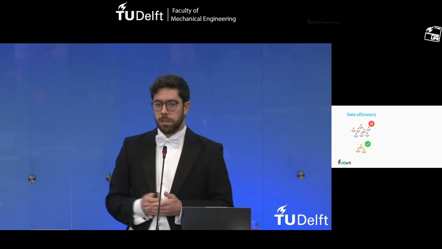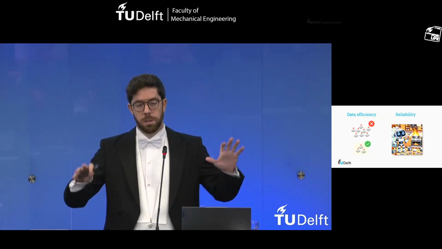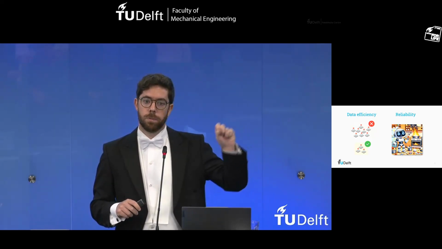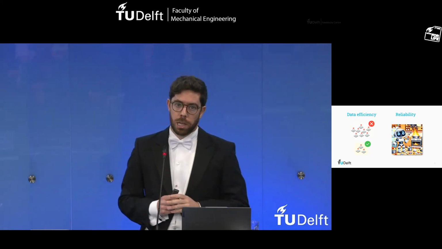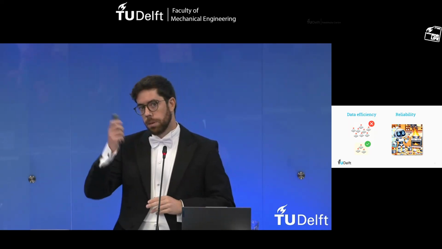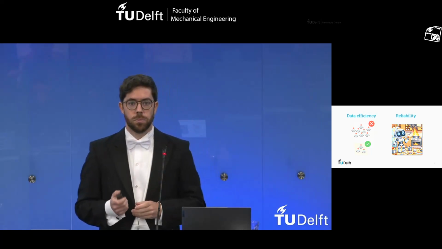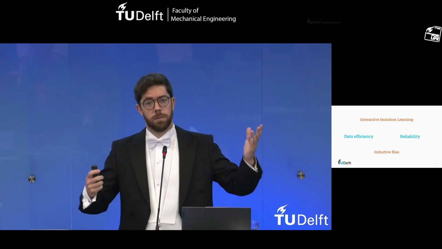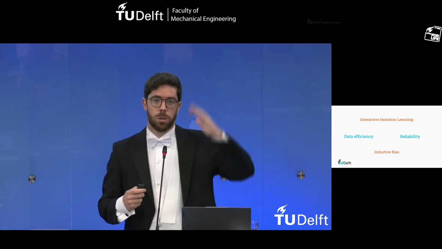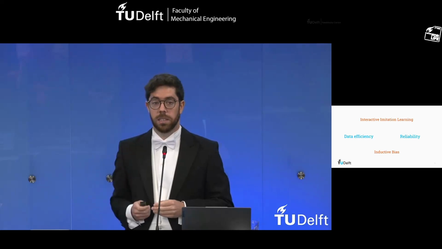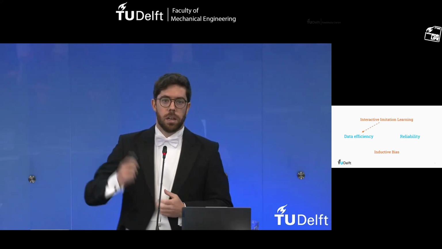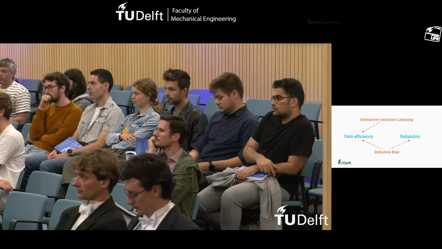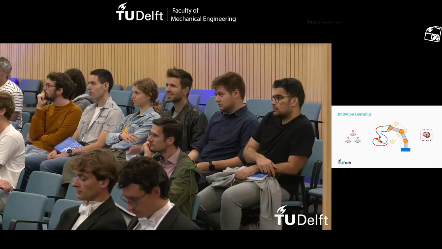So to address this, in my research, I focused on two problems of imitation learning. On one side, we have data efficiency. We want to be able to learn and generalize easily from as little data as possible. And also reliability. We don't want robots, in this case, making a mess, for example, in the kitchen of our house. And to address these two topics, I used two different families of methods that belong to different types of approaches. On the top, I have interactive imitation learning, and on the bottom, inductive bias. Interactive imitation learning helps with data efficiency, and inductive bias can help with both data efficiency and reliability. So let's start with interactive imitation learning.